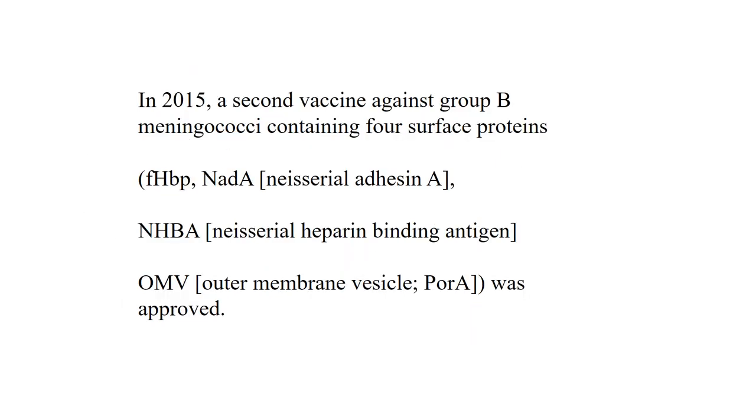In 2015, a second vaccine against the group B meningococci containing four surface proteins, FHBP, NadA (Neisseria adhesin A), NHBA (Neisseria heparin binding antigen), and OMV (outer membrane vesicle) PorA, was approved.